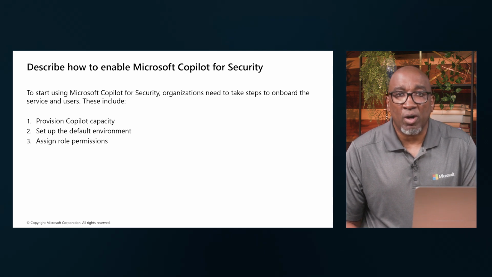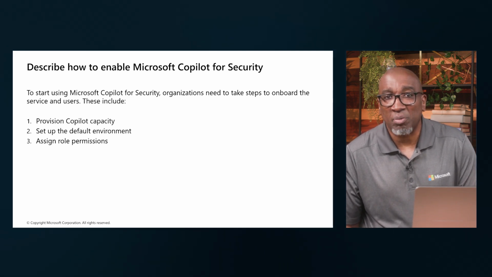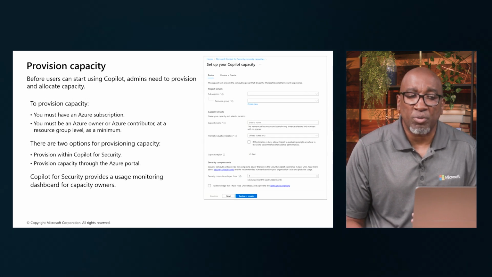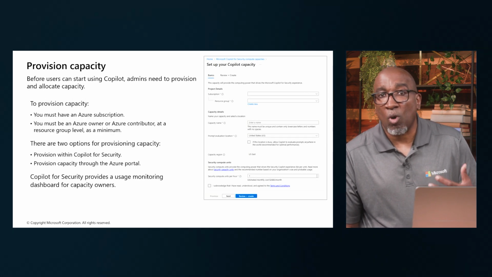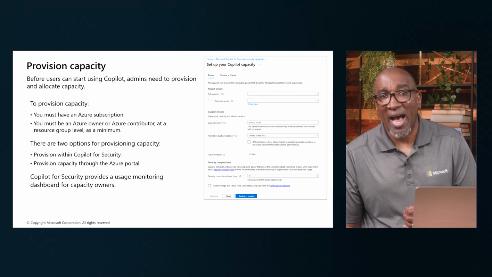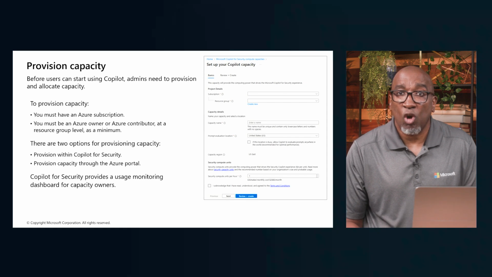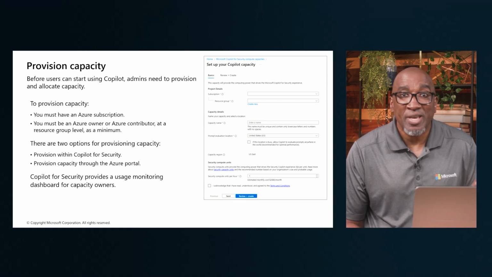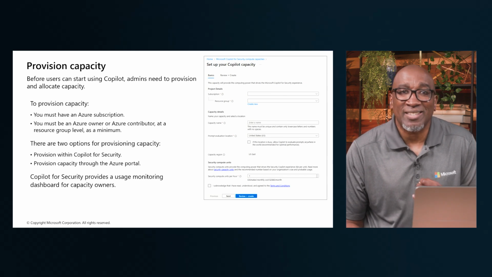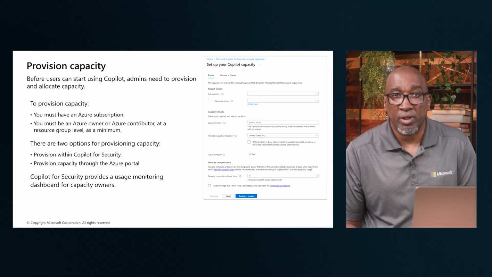Before users can start using Copilot, admins need to provision and allocate capacity. This requires an Azure subscription and owner and contributor role permission at minimum. There are two options for provisioning capacity. It can be done within Copilot for Security or through the Azure portal. Capacity is defined as provisioning SCUs, or security compute units.